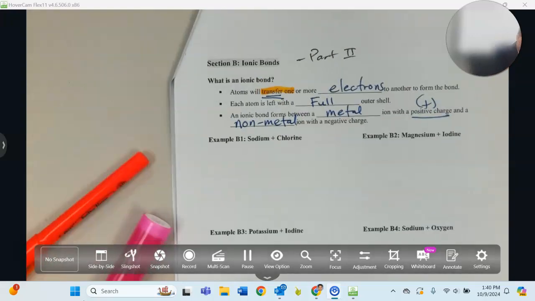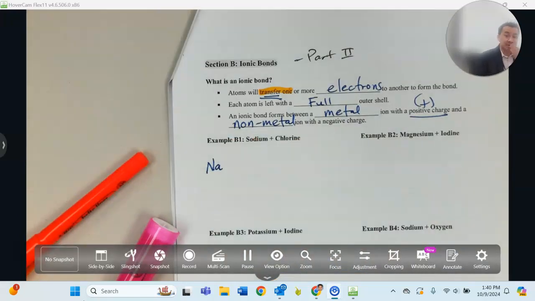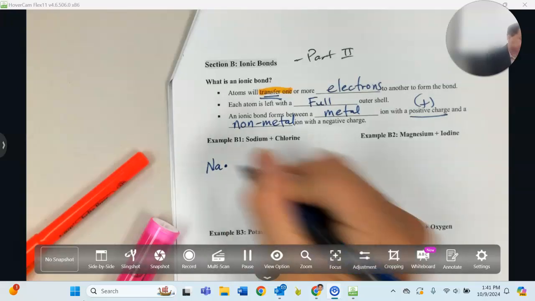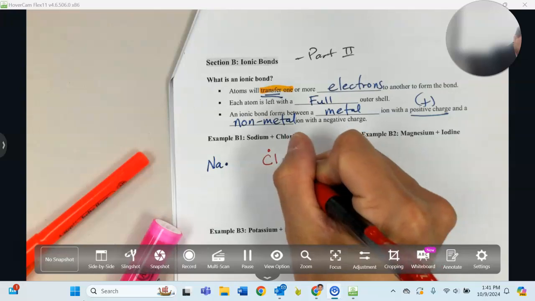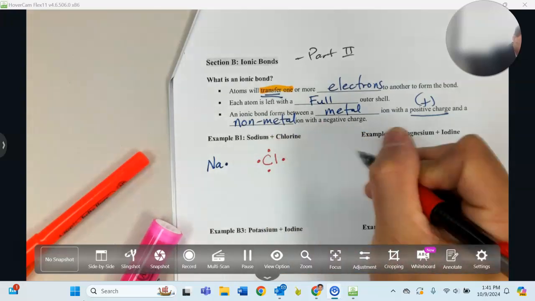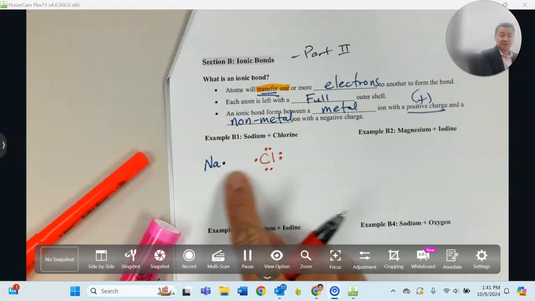So sodium, Na, the Lewis dot, which we just tested over. Sodium has how many dots? Sodium is in group 1, so it has 1 dot. Chlorine, on the other hand, is group 17, so it has 7 dots. 2, 3, 4, 5, 6, 7. See, the idea is to leave the single dots facing each other.